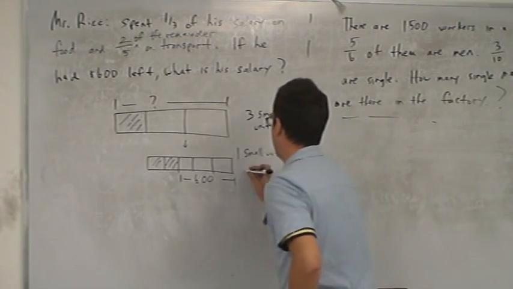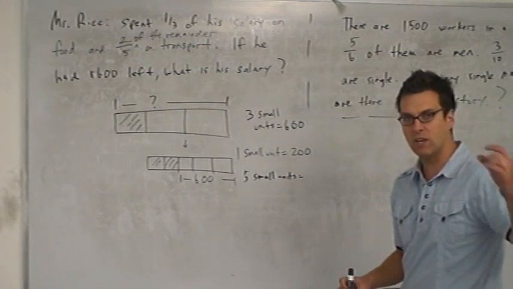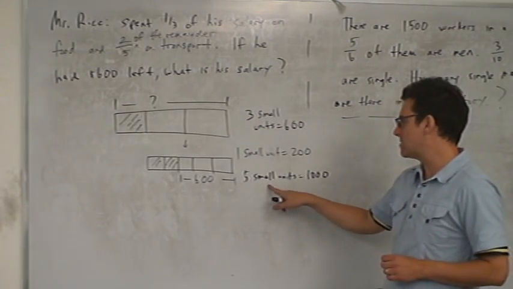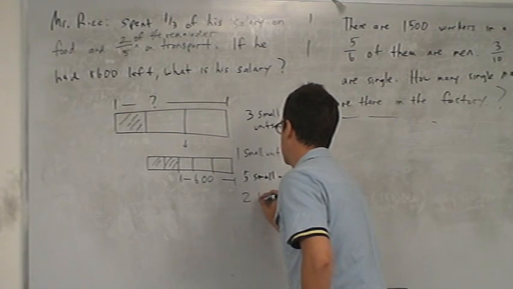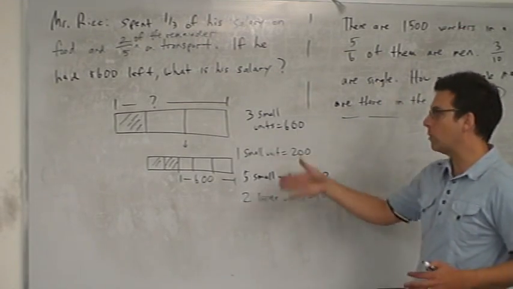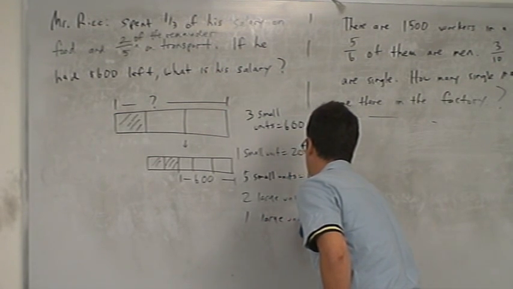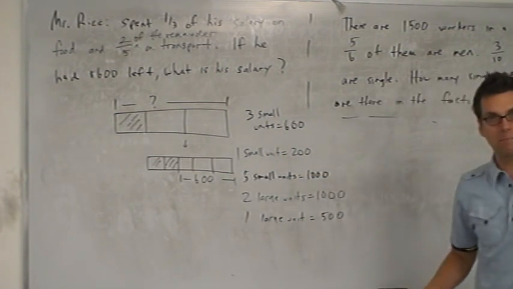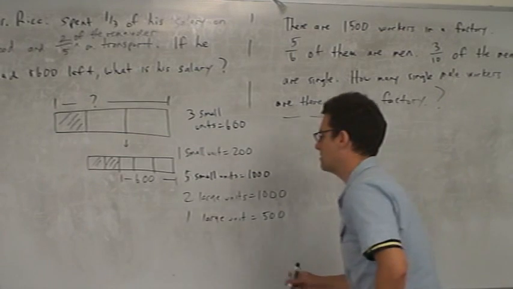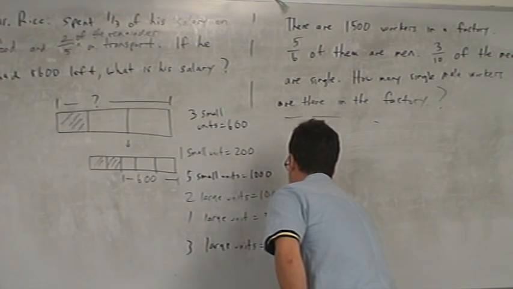So if 1 small unit is 200, 5 small units, again, from our models of multiplication, is 5 times 200, or 1,000. But as we see from our diagram, 5 small units is exactly the same as 2 large units. So 2 large units is 1,000 as well. Now we're working with the units that we need. We can see that 1 large unit is 500, 1,000 divided by 2. Our question mark is bracketing 3 large units, so we have to figure out what 3 large units is equal to. 3 large units equals 1,500.